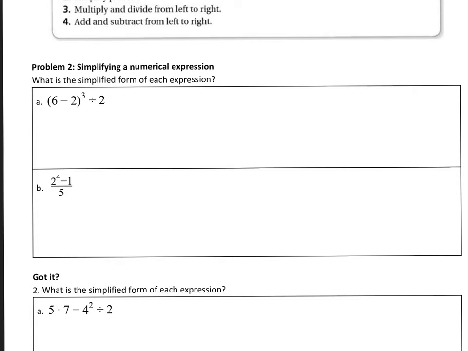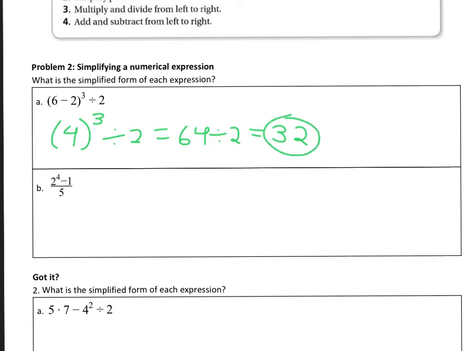So in problem 2, I'm simplifying this expression. From our order of operations, I look for parentheses first. There is something I can simplify inside that parentheses, 6 minus 2, which is 4. So I'm just going to rewrite my entire expression, but with the parentheses simplified. So from this point, I've got a power. 4 to the third power is 64. Keep everything else the same. And then my last operation is to divide by 2. So my final simplified version of that expression is 32. So I did parentheses, did my exponent, then I did the division.